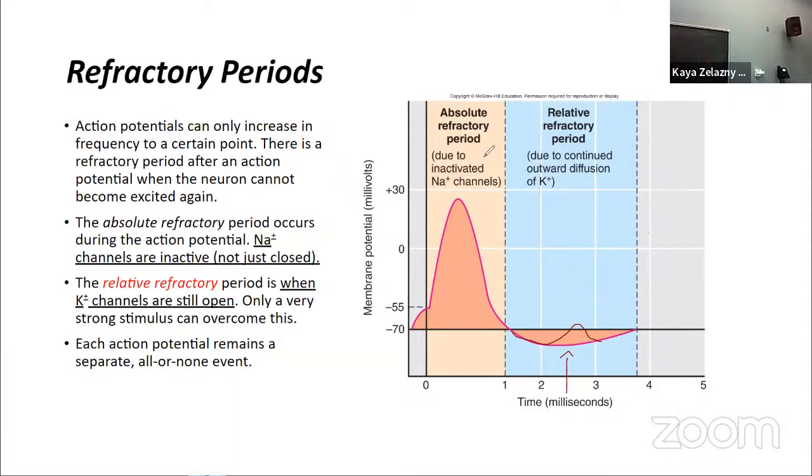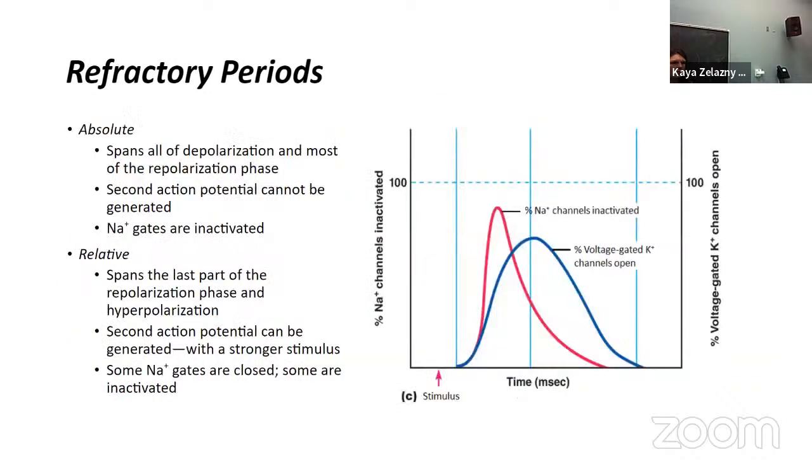So our relative refractory period is here after the action potential, where we are very unlikely to send off another action potential because we have to overcome this flow of potassium out of the cell. But if we had a really, really big stimulus, maybe we could send off an action potential here. The absolute refractory period spans all of depolarization, the whole spike to the peak of our action potential, and also most of the repolarization phase, most of the dip back down, because we have those inactivation gates on the sodium channels closed.